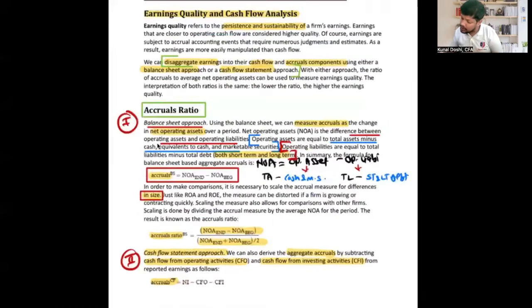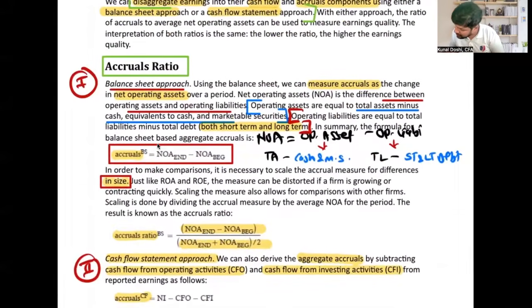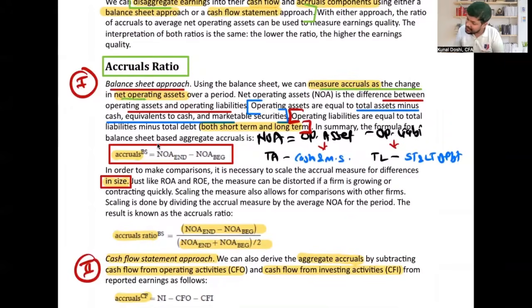Yes, the accruals ratio. Measure accruals as the change in the net operating assets. There are two ways to calculate the accruals ratio. By the way, what is the accruals ratio? It is related to earnings quality. It differentiates between the earnings which came from cash flow and those which came from accruals. Two approaches we use: the balance sheet approach and the cash flow approach. In the balance sheet approach, I use the net operating asset difference divided by the average value. That is called the accruals ratio.